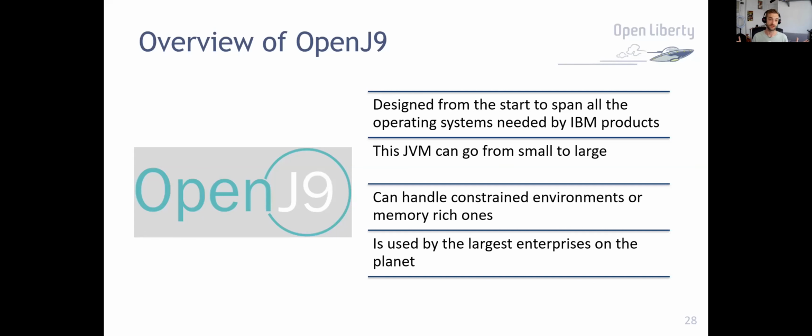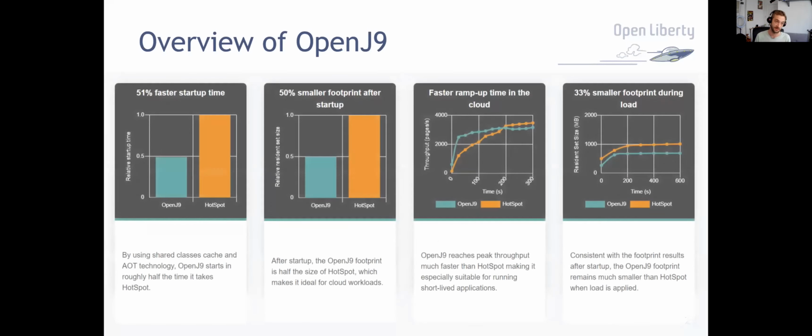But for example, if you've got a container and you don't have much memory in there, or you've got a memory leak, it can still manage to keep the throughput going as opposed to just falling over. And it's been used by some of the largest enterprises on the planet. So it's now completely free and open source. So do check it out. It's very easy if you're using containers to switch JVM, and then you can just check the performance benefits you get depending on your application.